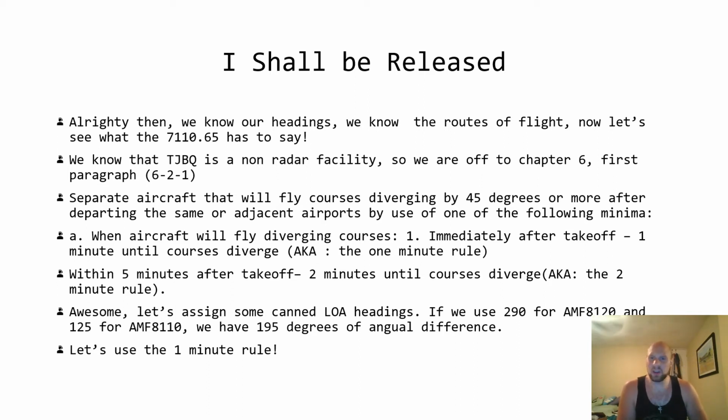So let's go 290 with that, right? 290 heading takes them northwest, even though our intention is to turn them back to the south, and use 125 for Amplate 8110. We have 195 degrees of angular difference, right? That's a range of 195 degrees, 290 to 125. And guess what?